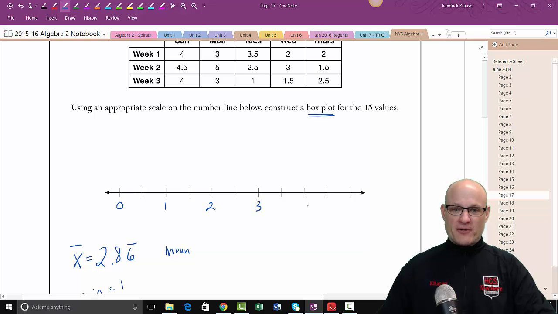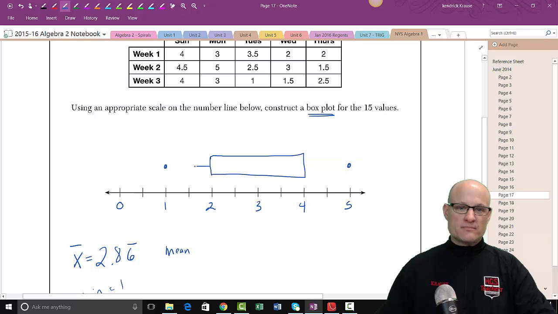4, 5. So if you remember, for fun, the box plot looks like this. We'll put a dot at the min. We'll put a dot at the max. And then we have to create a box for the quartile scores. Box plot, box and whisker plot, and 3 goes down the middle.